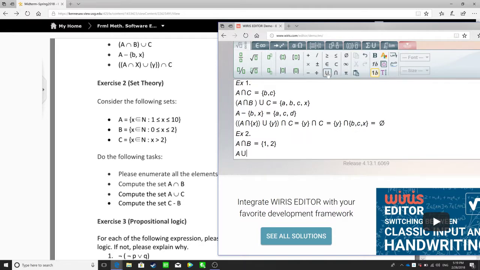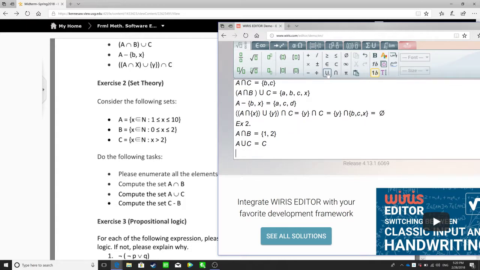Then the union of B and C is going to be huge, because C is from 3 to infinity, and a union means you combine the elements in both sets. So it's going to be whatever C is. Then C minus B: because C and B have nothing in common, it's still C.